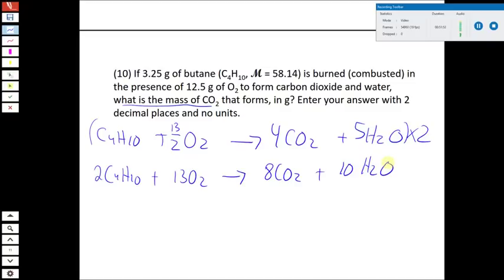So in this problem, then, we have to look when we're doing stoichiometry and figure out, do we need to determine what the limiting reactant is or not? And so what do we have to do here? Yes or no, determining a limiting reactant?